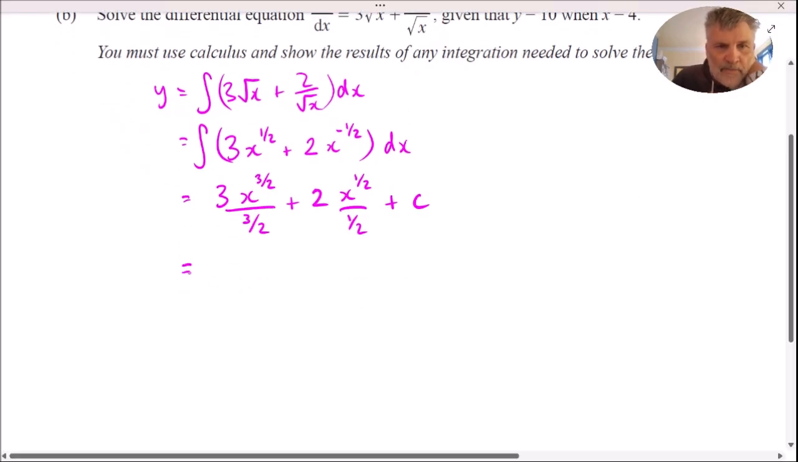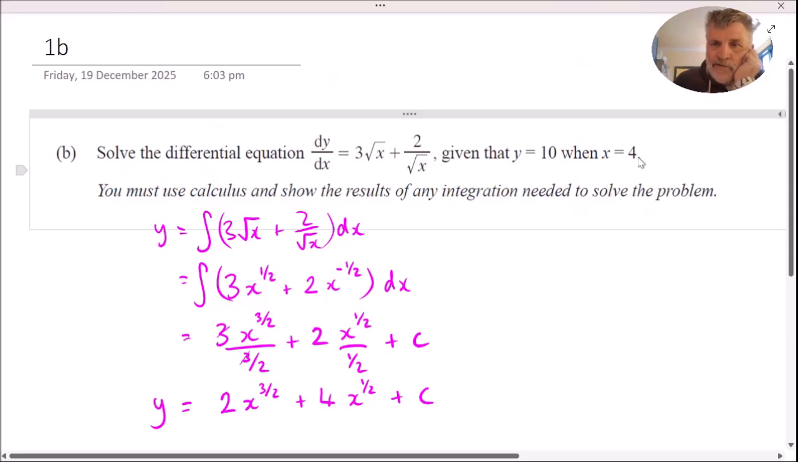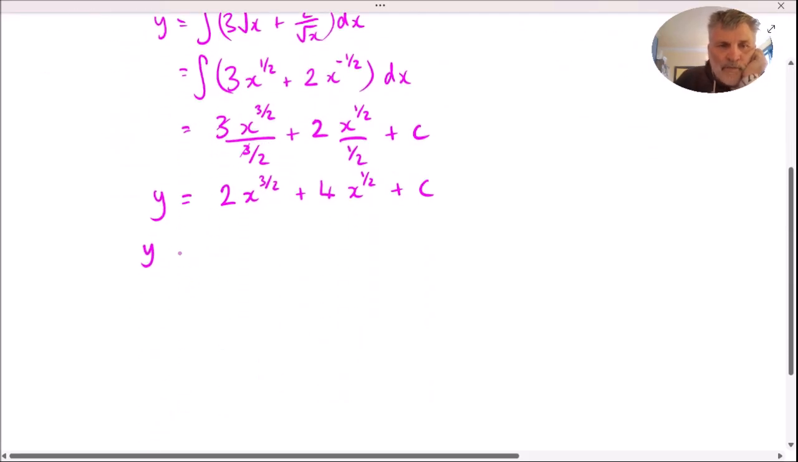We can tidy these things up a bit. 3 over 3 cancels, and divide by a half is the same as multiplying by 2, so you get 2x to the power of 3 over 2. Divide by a half, same as multiplying by 2, so you get 4x to the power of a half plus c. So that's our function. We are told that y equals 10 when x equals 4.